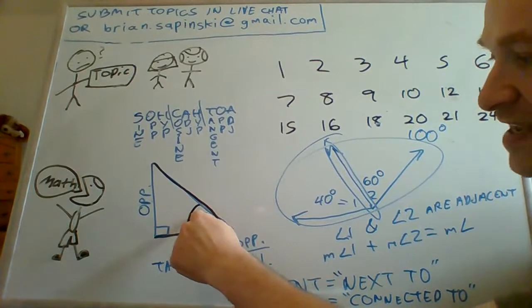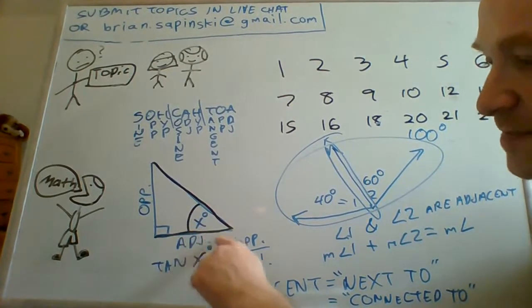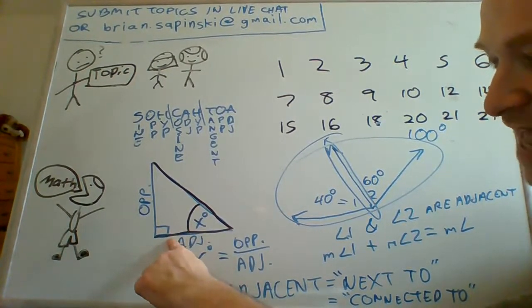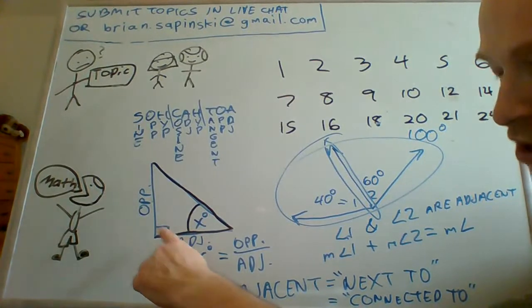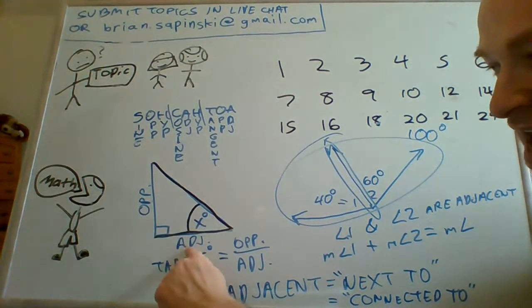Okay, so the idea is that this line segment down here, this is one of the two legs that makes up the right triangle. We call it a leg because it's connected to the right angle.